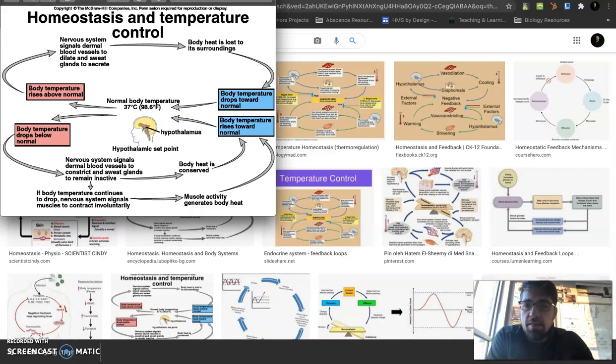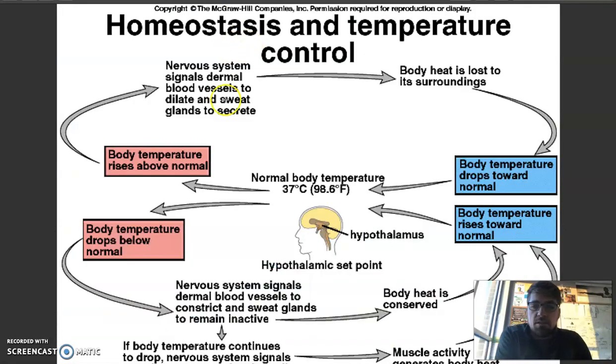If we're looking at this example, you have a normal body temperature, and then, is it increasing? Is it rising above normal? Or is it dropping below normal? On these feedback loops, you're going to generally find two different sides of it: if it goes above or below the homeostatic level. This right here is exactly what you are drawing out on your poster. This is what you are showing me.